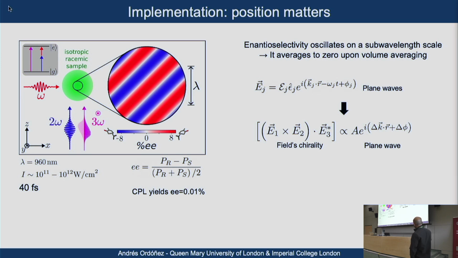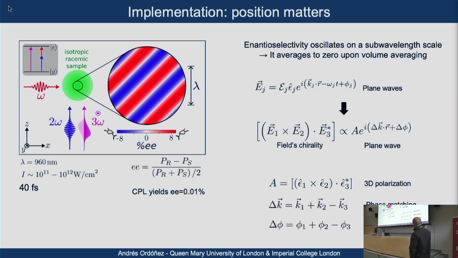And it is a product then of 3 plane waves. So it yields another plane wave. And this new plane wave, which basically describes the enantioselectivity, has an amplitude which is given by the triple product of the polarization. But more importantly, it has this wave vector, which is given by k1 plus k2 minus k3. So basically k1 coming from this, k2 from this, and k3 from this.